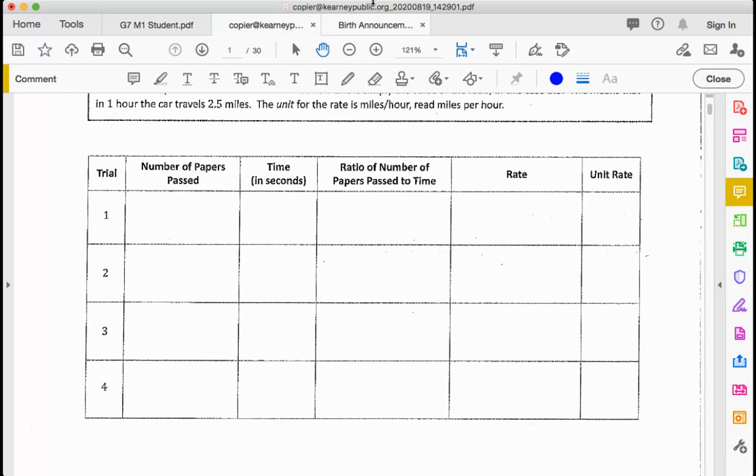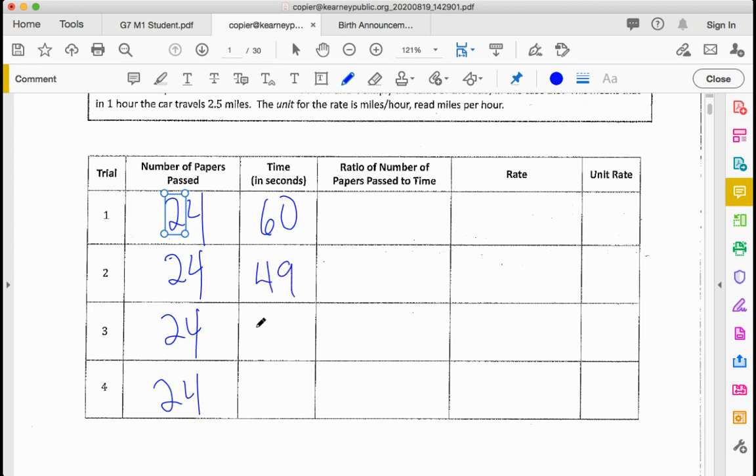So now let's start filling in the table from our values. We had 24 papers passed. And so this is 24 down the line. And then here we had 60 seconds the first time. We dropped it 11 seconds to 49 seconds. Our third attempt, we dropped it over half, 25 seconds. Then our last one was 17 seconds. And notice it says seconds, so you don't have to label it here. But we know these are seconds. We know these are papers.